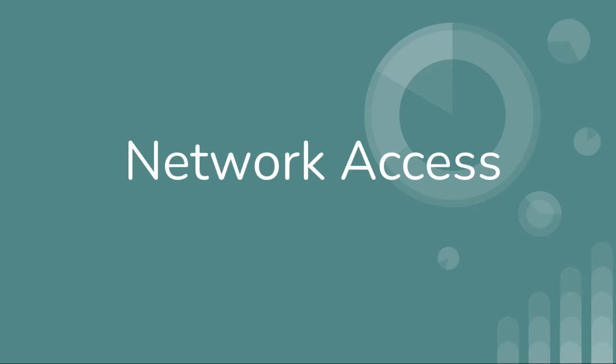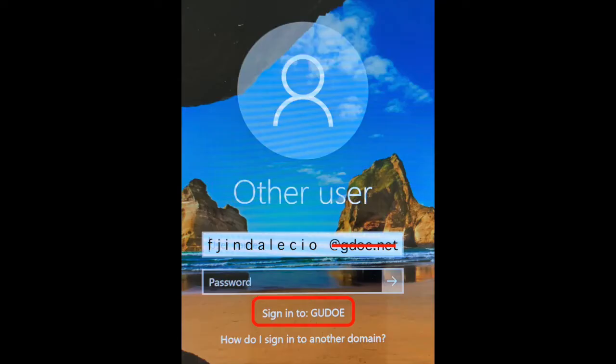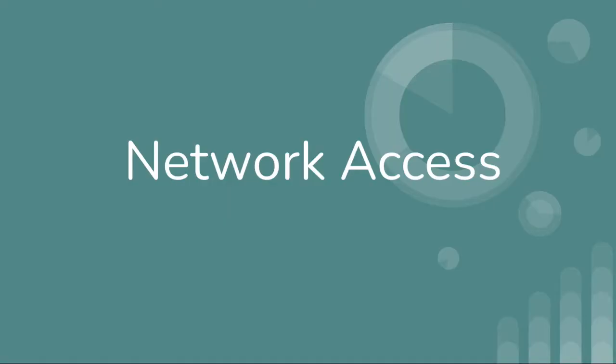And you notice how when you log into your laptop, you don't need to use the @gdoe.net portion, just your username. So for example, for me, I just put FJ in Delay Show. I don't have to put the whole thing with @gdoe.net. And then I enter my password, and then I'm able to have access into my laptop. You would do the same thing with yours by using your username and password. That is your network access.